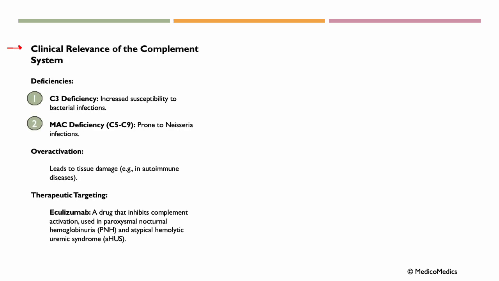Now then, let's take a look at the clinical relevance of the complement system. So let's begin by taking a closer look at C3 deficiency and why it could lead to serious bacterial infections. Well, we remember C3 sits at the center of all three complement pathways: classical pathway, lectin pathway, and alternative pathway. They all converge at exactly C3. Now, without C3, the entire cascade is disrupted.